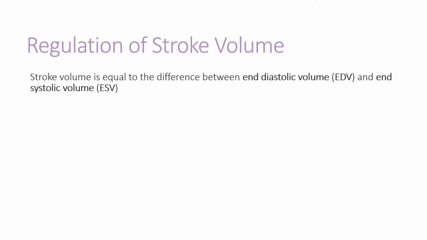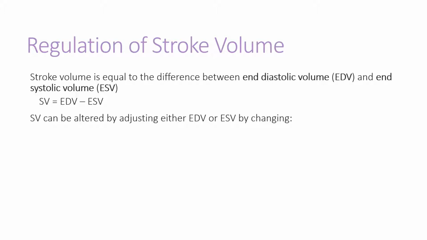Stroke volume itself is calculated by finding the difference between the volume at the end of diastole, or the end diastolic volume, and the volume at the end of systole, or the end systolic volume. If we showed that in our equation, stroke volume is the difference between end diastolic volume and end systolic volume. Stroke volume can be altered by adjusting either the end diastolic volume or the end systolic volume by changing preload, contractility, or afterload.